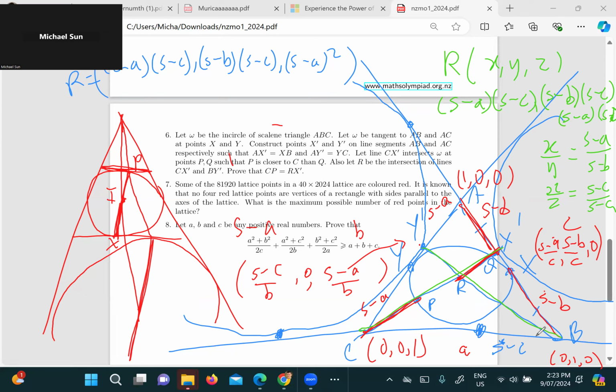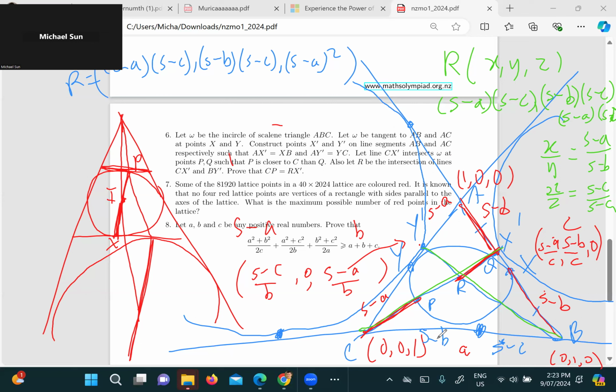Yeah, it should be S minus C and then S minus B, right? S minus B. Yeah. Because we know what all the lengths are, right? And it's pretty clear that it'll cancel. Because like S minus C, S minus B, S minus A, S minus B.